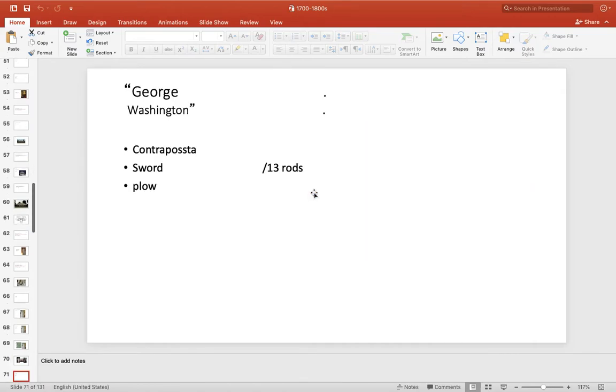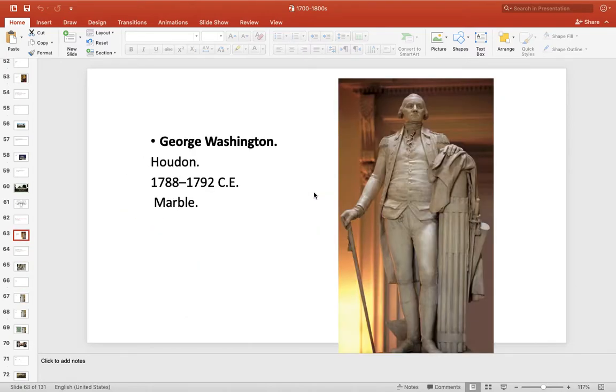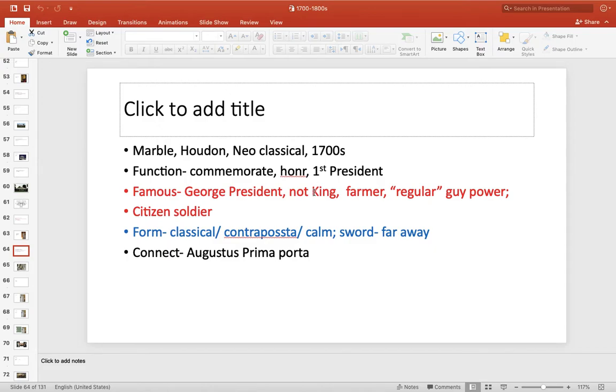All right, George and George and George. All right, so let's break it down. What is this? George Washington. What's the material? Marble. Who's the artist? Houdon. The style, neoclassical. The date, 1700s. Function, commemorate and honor our first president.